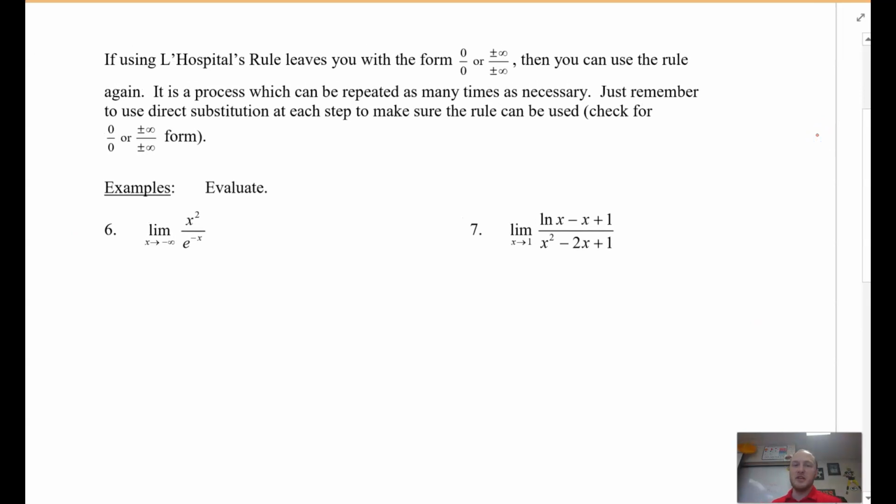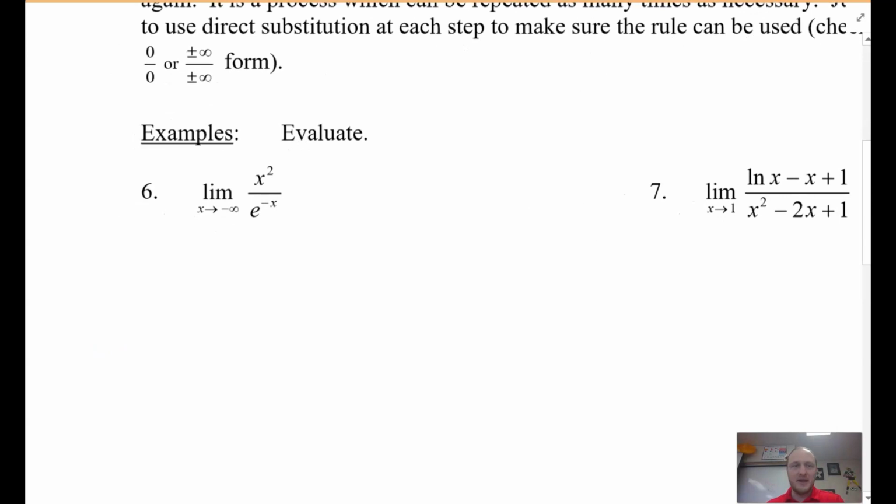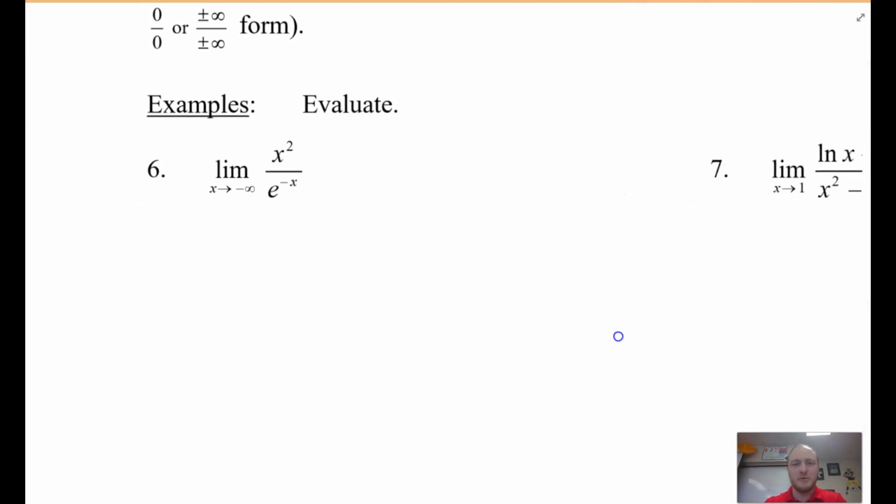If L'Hopital's rule leaves you of the form 0 over 0 or plus or minus infinity over plus or minus infinity, then you can use the rule again. So it's possible to do L'Hopital twice, L'Hopital squared. And you can use this process as many times as you want, okay? So let's check out some cases where that's going to happen. I'm going to switch away from the red.